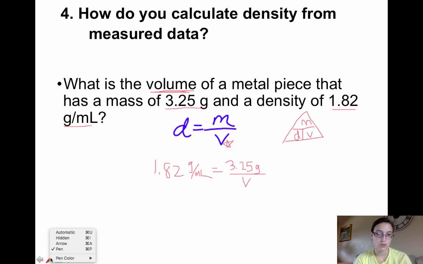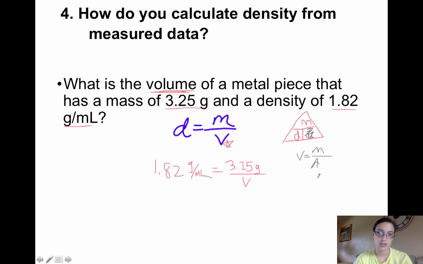If we plug it into our triangle, let me change colors here. Let's just put it in as black. So I'm solving for volume, so I'm going to cover up volume with my hand. To solve now, I do mass divided by density. So volume equals, because I'm solving for volume, that's why I cover this up, mass over density.